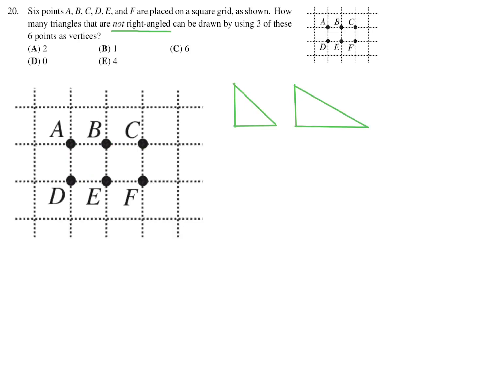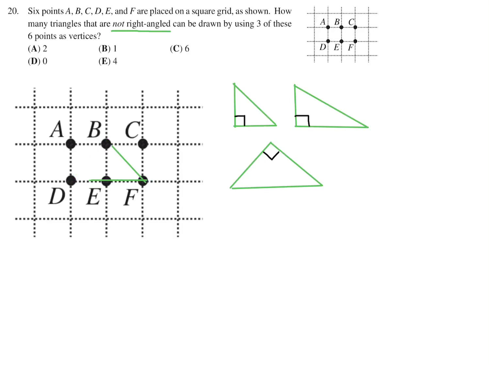So let's see if I can get something different. How about this one right here? Perhaps that will be different. Well, unfortunately, this is also a right triangle. Right here, this is a right triangle. I know it's not as obvious, but these are equidistant, right? This is going to be the same distance from here to here, and from here to here is the same. You'll be able to figure out that that's a right angle. So no good there. Okay, no problem.